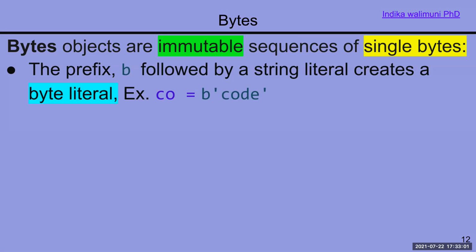Remember again, they are sequences of single bytes and they are immutable. That means you cannot do item assignment. We can easily create a byte literal by simply adding the prefix b, which represents binary, to a string literal, like this, and we can create this 'code' byte object. We call it a byte literal.